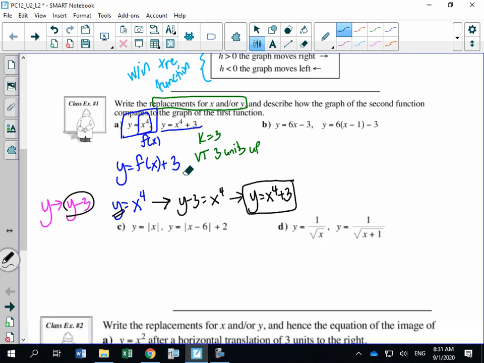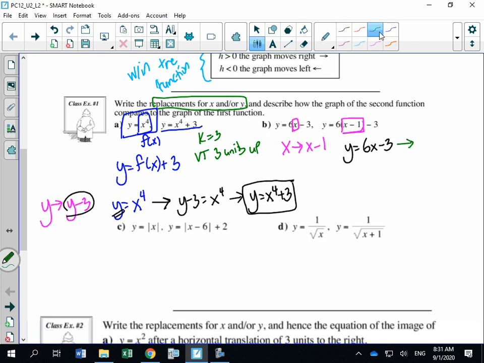Okay, let's do b next. What we have here is our original function, 6x minus 3. And if you could see, there's our x. They've taken the x out and they've replaced it with x minus 1. So let's write our replacement notation. What they've done is they've replaced x with x minus 1. So in our original function, y is equal to 6x minus 3.